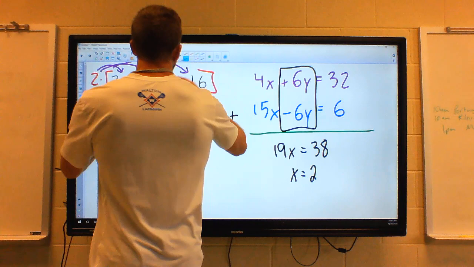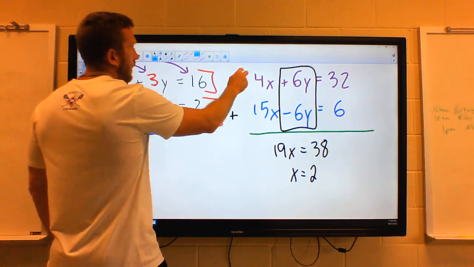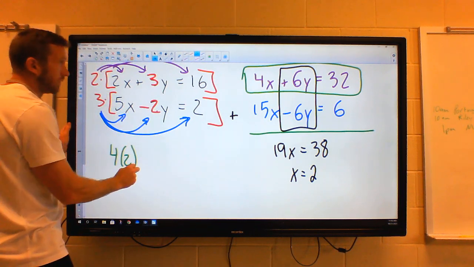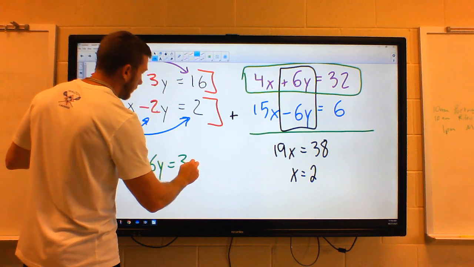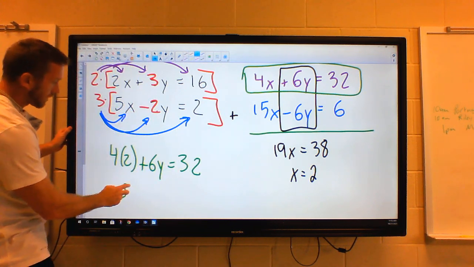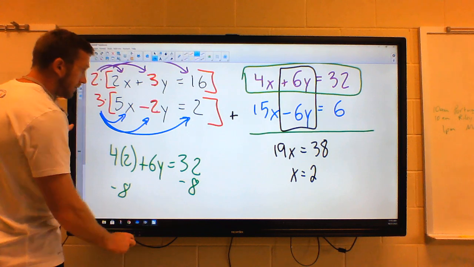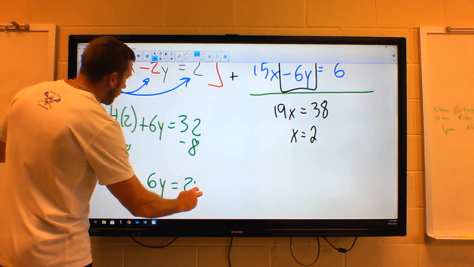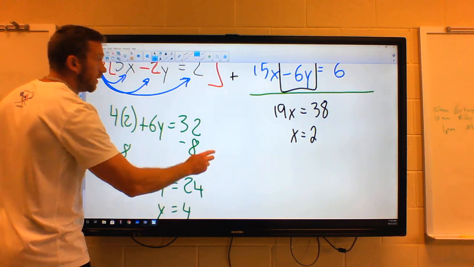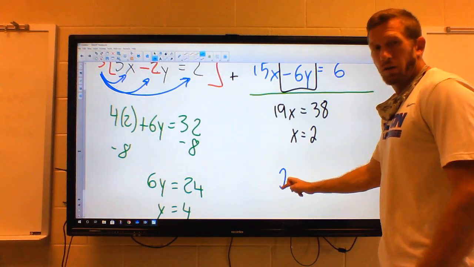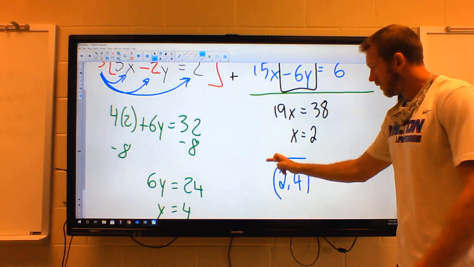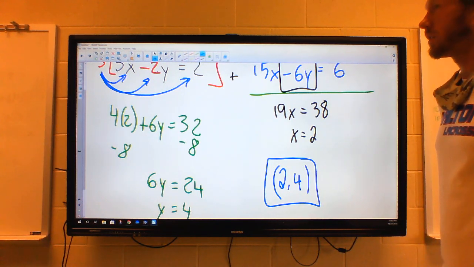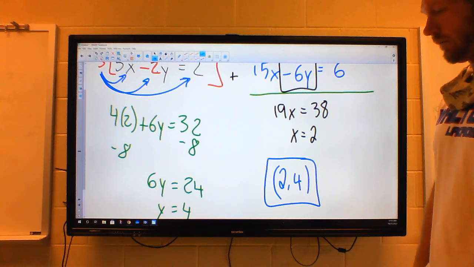Okay? And now we can go to any of our equations that we created. I'm going to go to this equation, and I'm going to plug 2 in for x. So I've got 4 times 2 plus 6y equals 32. 4 times 2 is 8, so I'm just going to subtract 8 to this side. 6y equals 24. Divide by 6, y equals 4. And now we have our solution, 2 comma 4. Okay? Hopefully this is helping us. I would definitely suggest us going moderately slowly through this.